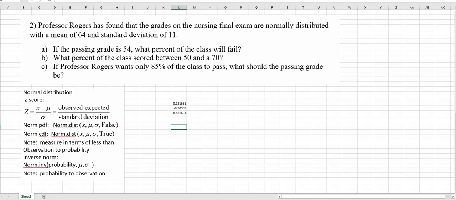Okay, so in this case, one thing I have to recognize in Excel is that the CDF function always measures in terms of less than. So if I want between two values, then I'm going to calculate two CDF functions, one for 50 and one for 70, and then I'm going to subtract the two because the overlap will give me the number between 50 and 70. So let me set that up. So norm distribution, let's start off with 50, comma 54, comma 11, comma true, and then I'll do the same thing, but this time I'll do it in terms of 70.